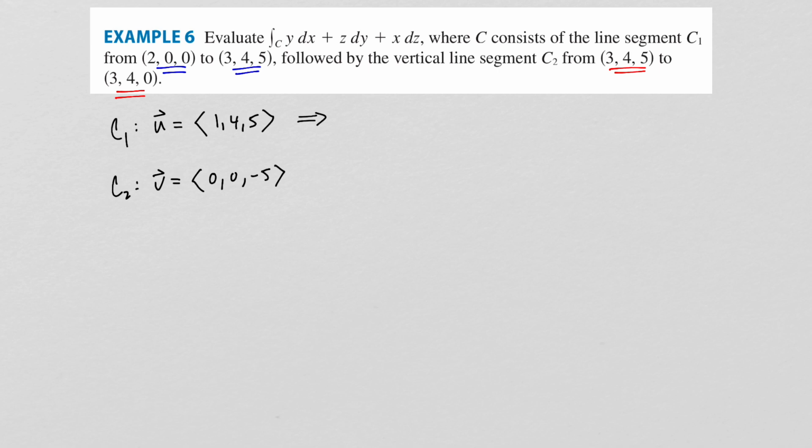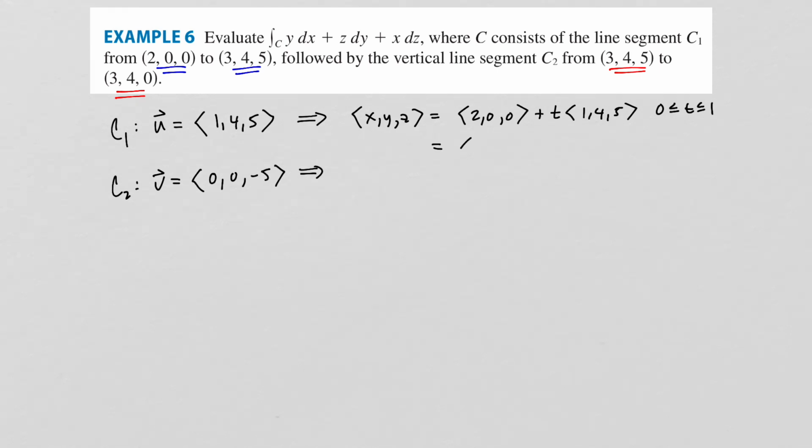And then for the parameterization of each of these curves, x, y, z, you start with the initial point written as a vector, which is 2, 0, 0, plus t times the direction vector, which in this case is 1, 4, 5, and t is between 0 and 1. We can rewrite this as t plus 2, 4t, and 5t, right? That's just multiplying the t through and then adding these points here.